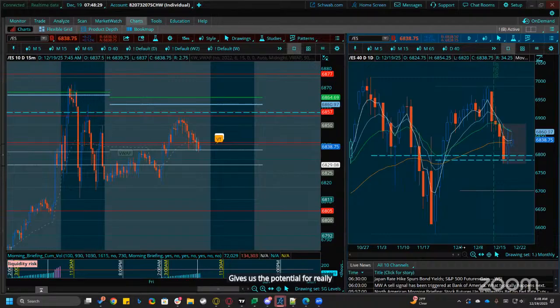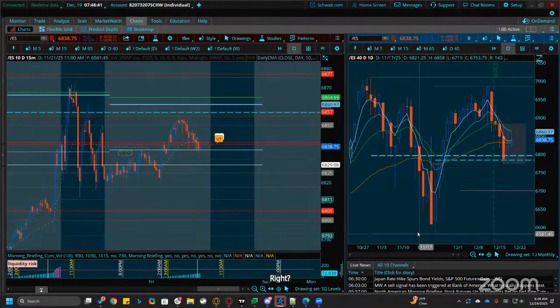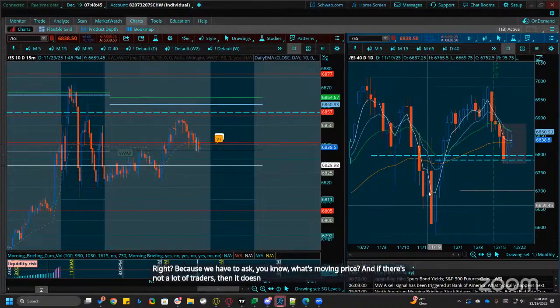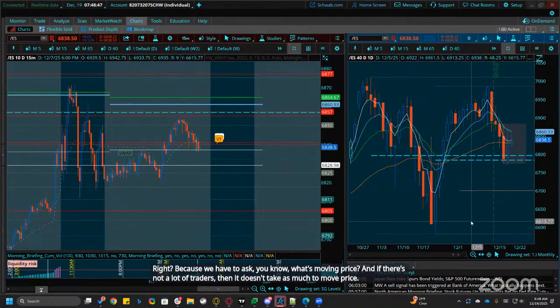really big moves. I know that new traders might not grasp that logic, but the lack of participation can facilitate big moves, right? Because we have to ask, what's moving price? And if there's not a lot of traders, then it doesn't take as much to move price.